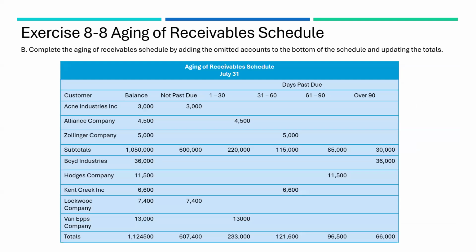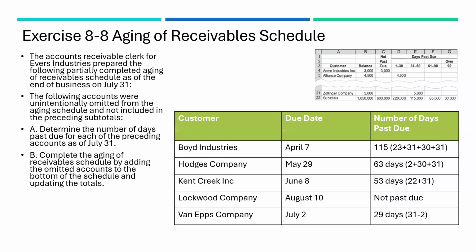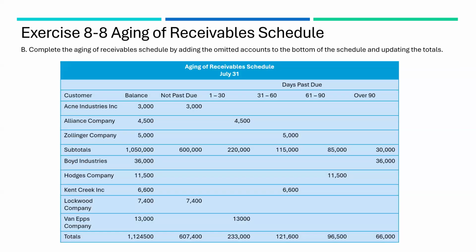Then on the customer ledger for all the accounts receivable, we would have each customer laid out, and it's like, okay, what is the total accounts receivable for each customer? And then how many days past due is it for each customer? For example, Boyd Industries, the due date was April 7th, and that's 115 days past due. So that would be in the over 90 bucket for the $36,000.